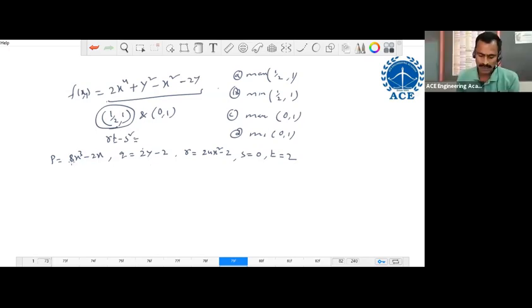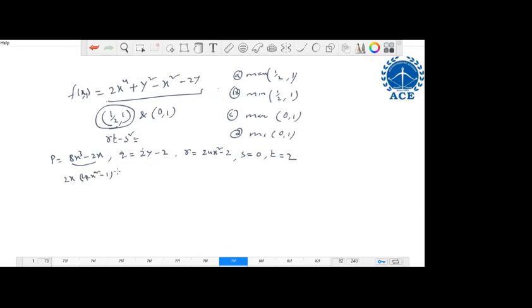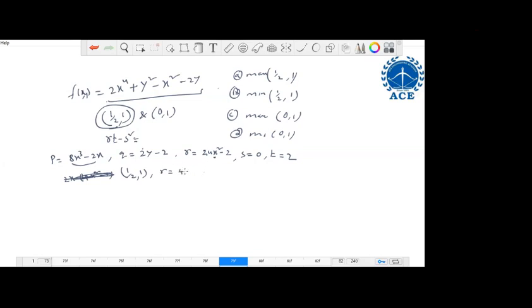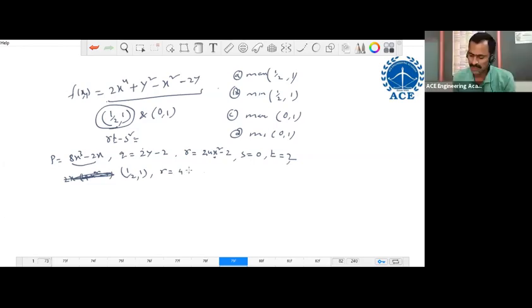So here, if you solve this, 2x is common, it is 4x square. The points will be the same. No need to find points directly. So at 1 by 2 comma 1, R equal to 24 into 1 by 4, 6 minus 2, 4. RT minus S square, 8 minus 0, greater than 0. R is also greater than 0. So minimum. At this point, the function will have a minimum.